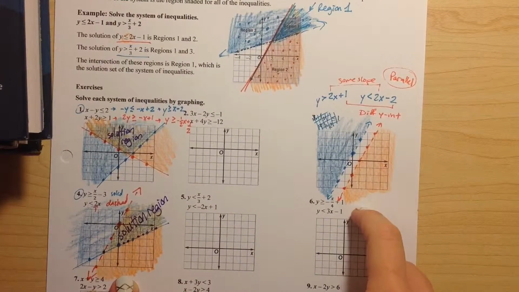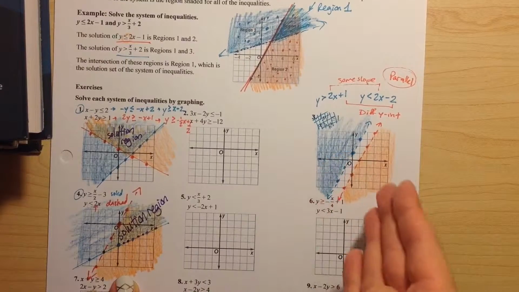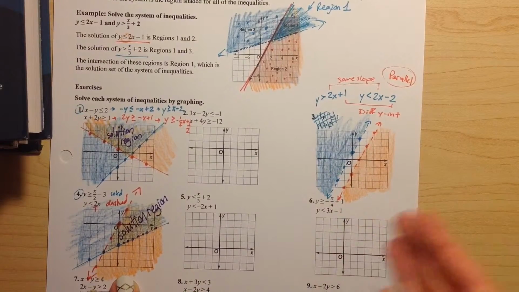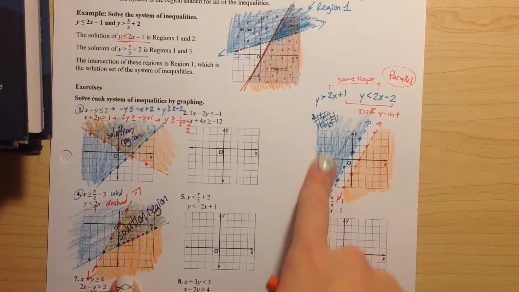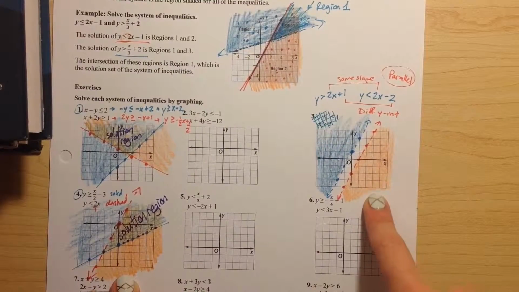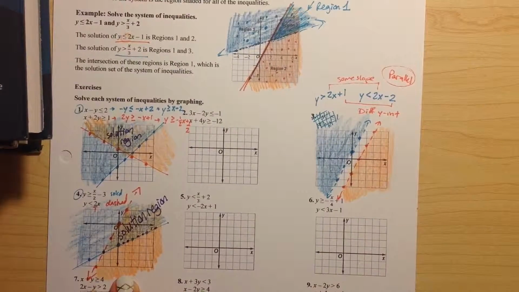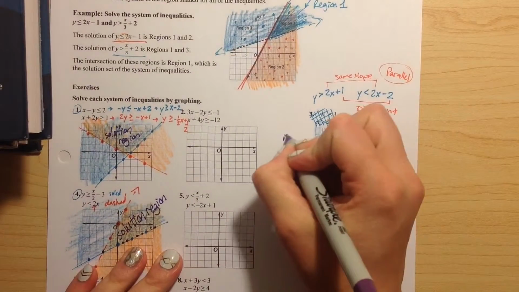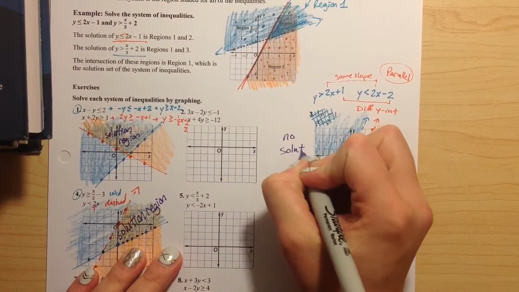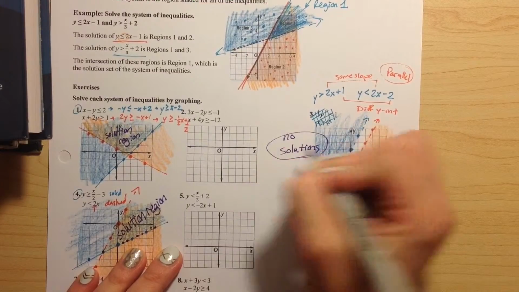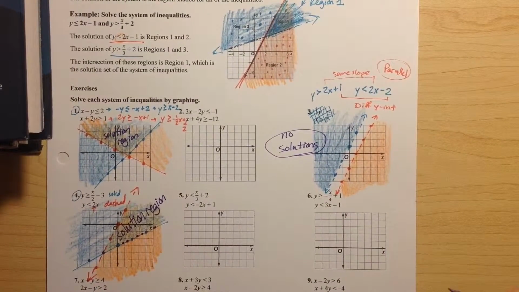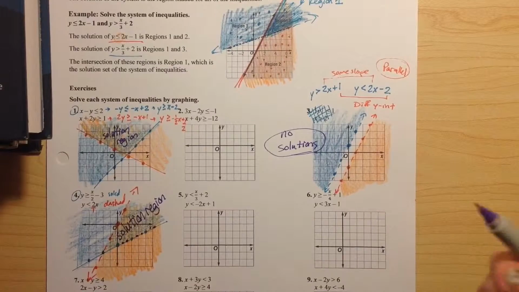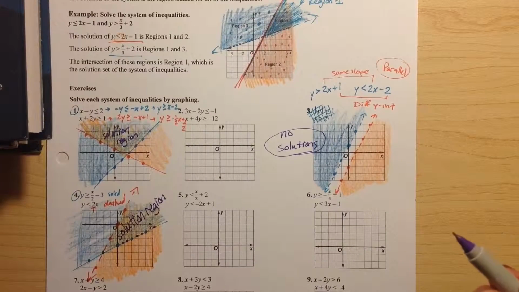But in this one, notice, again, I have no answers because this guy's answers are up here. This guy's answers are down here. So where are both of the answers? They're not. So this one has no solutions because there's no place where blue and orange overlap. It doesn't exist. Now, sometimes they do overlap.